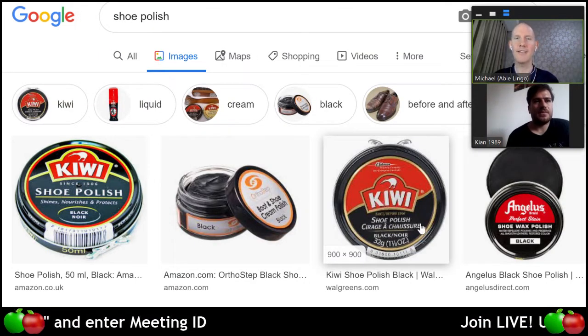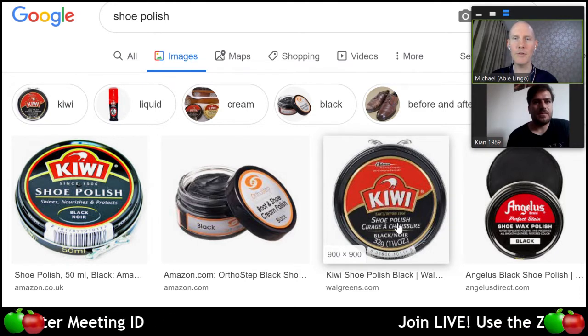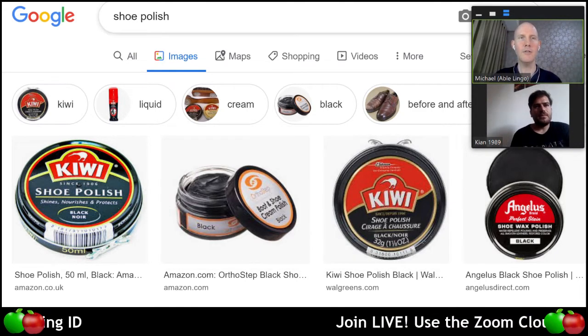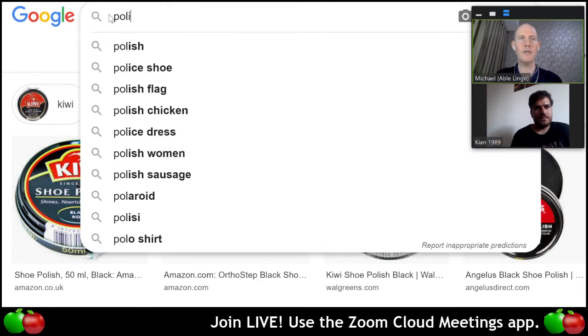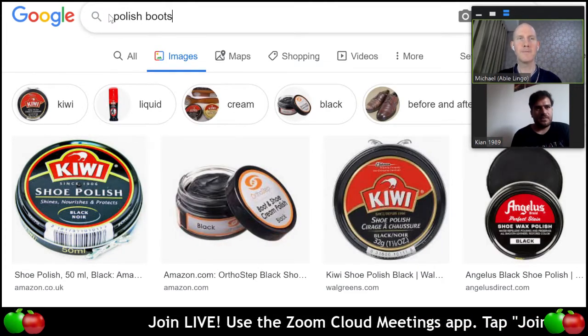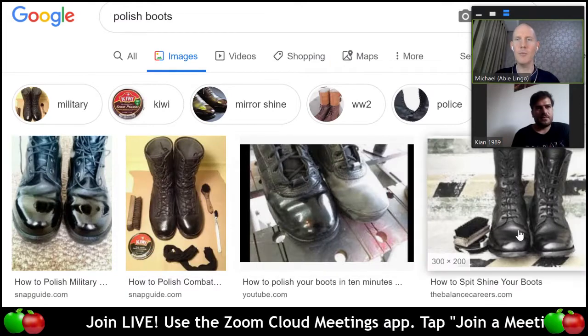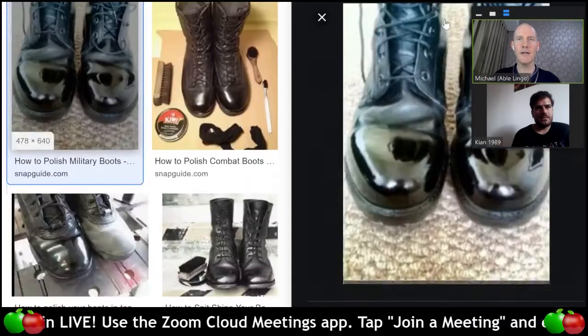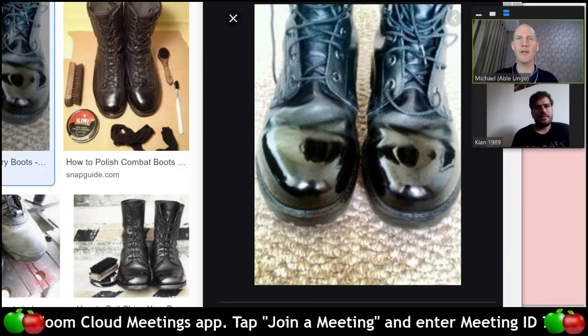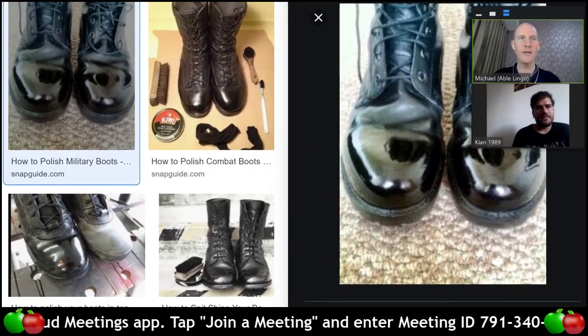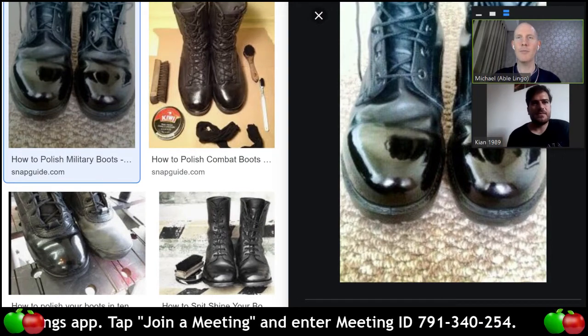And Kiwi is a very common shoe polish. You just rub it on top, and it polishes the boots. And then they become shiny. It's very common in the military, the police, stuff like that. They want you to have shiny boots, and if you don't have shiny boots, they punish you.